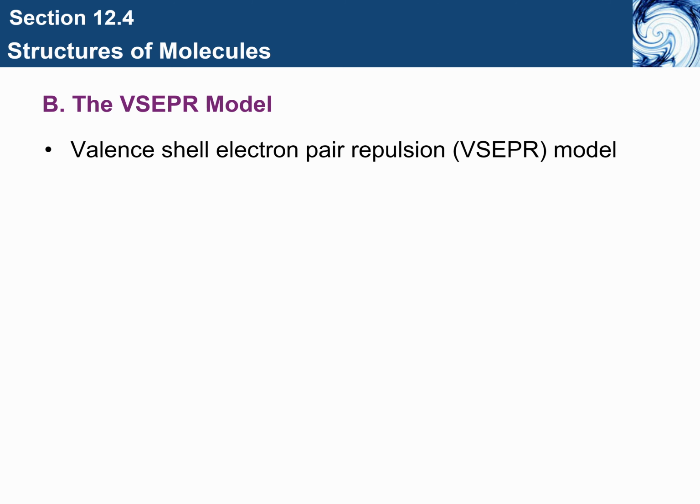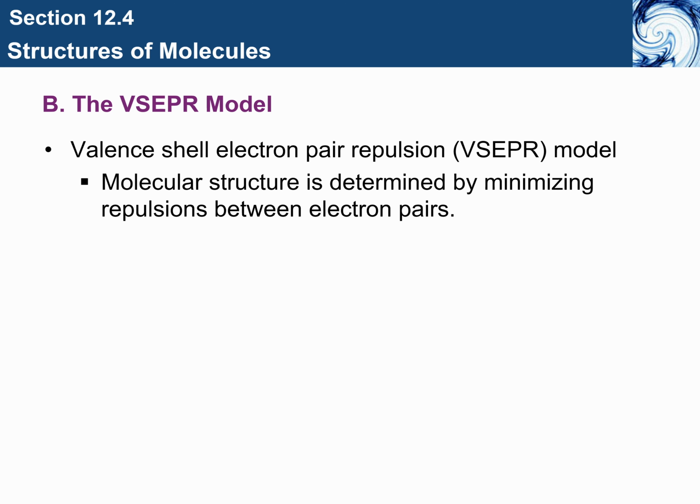The VSEPR model. VSEPR stands for valence shell electron pair repulsion. The main idea is that electron pairs repel each other. Remember, they're all negatively charged and on opposite sides of their orbitals. So molecular structure is determined by minimizing repulsions between the electron pairs. This is the rule students should remember: electron groups spread out as far as possible around the central atom to try to minimize repulsion.